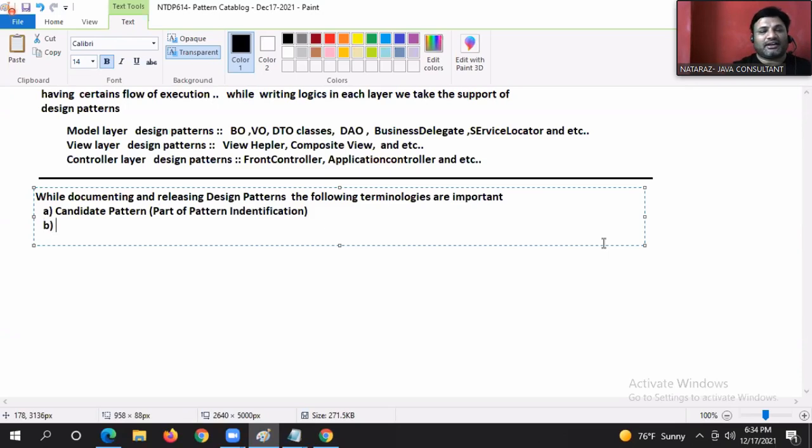Next, pattern template. What is this? Pattern characteristics, details about the design pattern, part of detailing the design pattern.